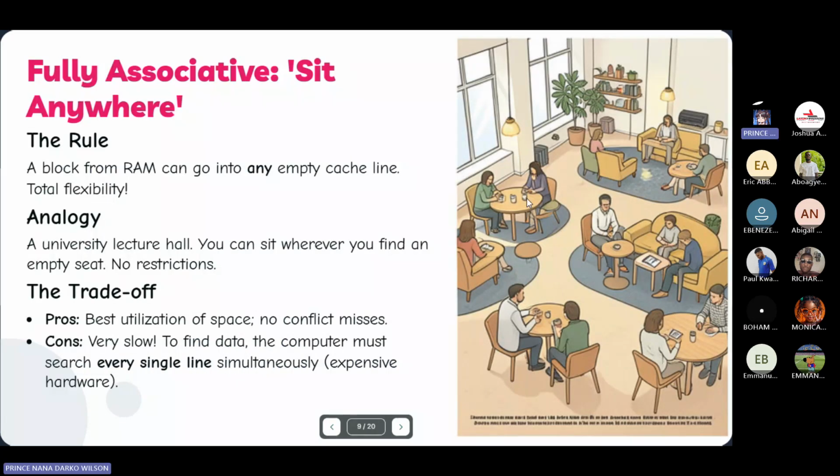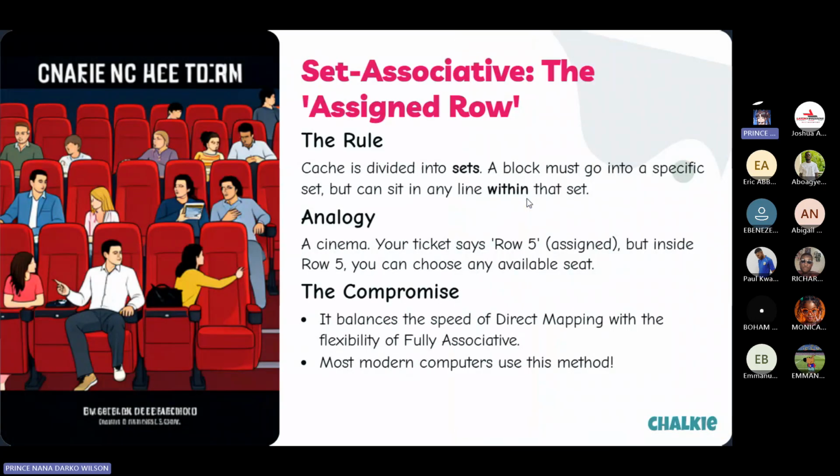We also looked at the different types of mapping. Fully associative is where you can sit anywhere you want. The pro is that it has the best utilization of space, because every place that is free, you can go and take it. The disadvantage is that it is very slow, because the CPU has to search through its entire cache space to find a free spot so that the data can be assigned that space.